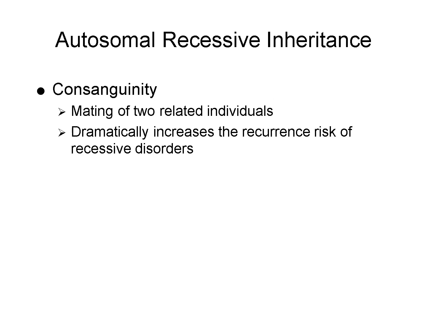Consanguinity refers to the mating of 2 individuals who are closely related by blood. When this happens, the chance of both parents carrying the same recessive gene increases significantly. As a result, the recurrence risk for recessive disorders in their offspring becomes much higher. This is why genetic counseling is especially important in families where consanguineous relationships are present.